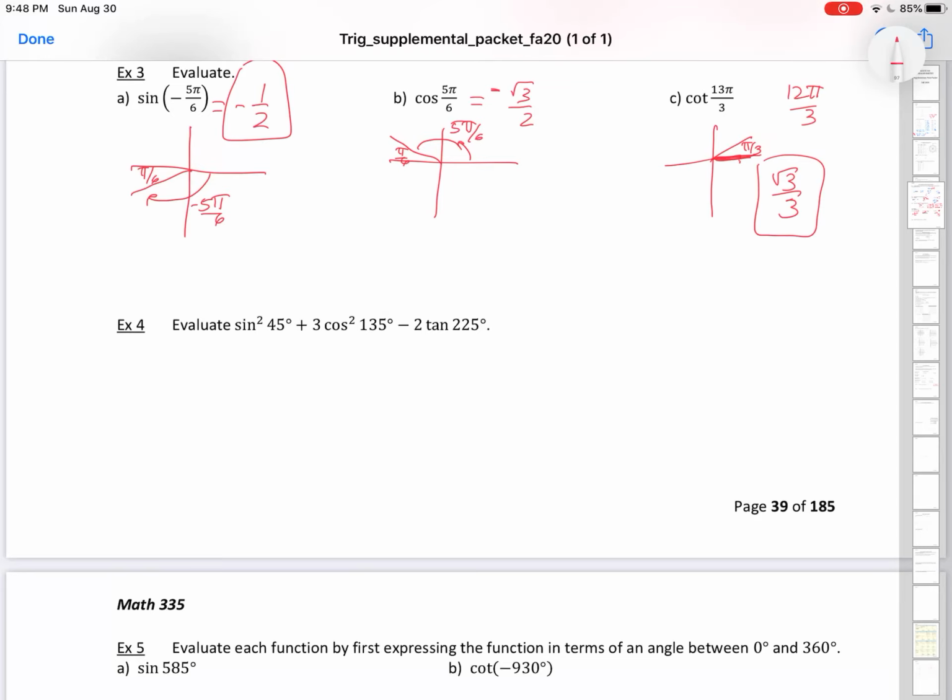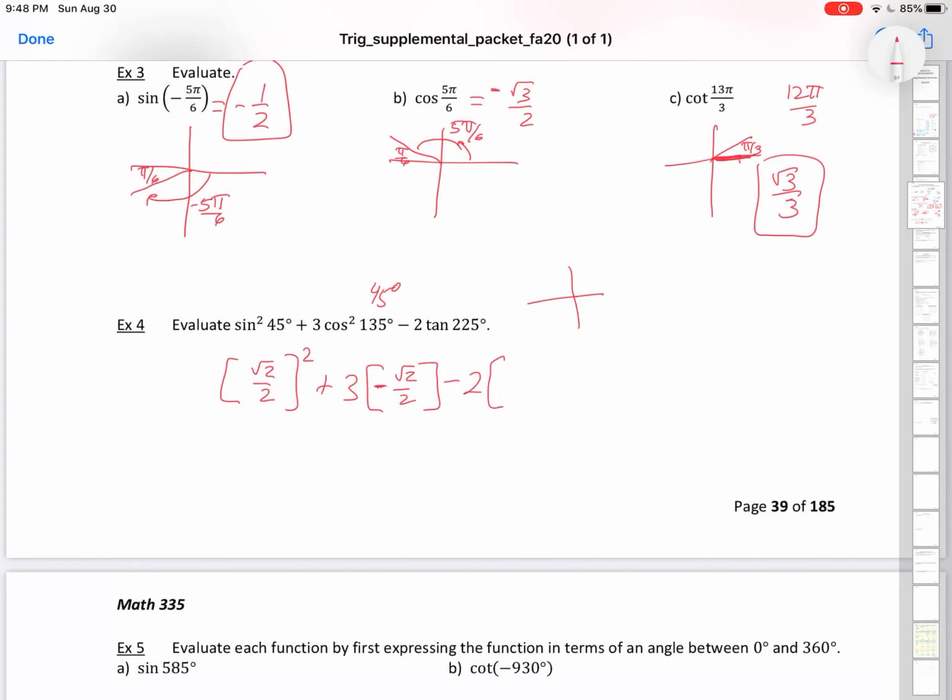Sine squared of 45 degrees. Sine of 45 degrees is root 2 over 2. We're going to square that. Plus 3 times the cosine squared of 135 degrees. Well, that's a second quadrant angle, so it's negative. 45 degree reference angle. And so I'm going to get another root 2 over 2. Minus 2 tangent of 225.